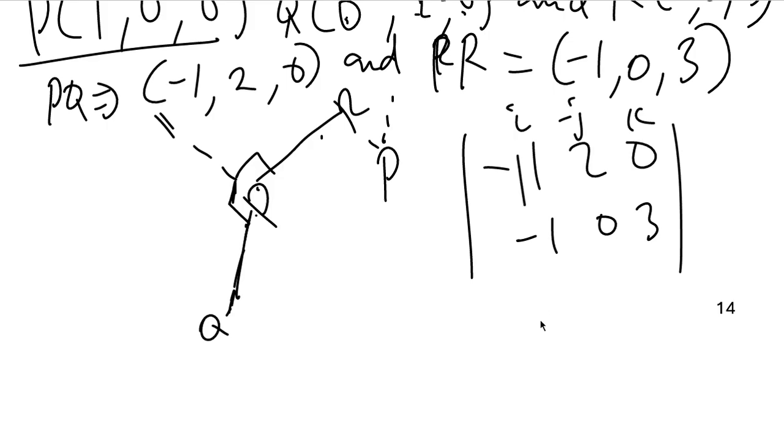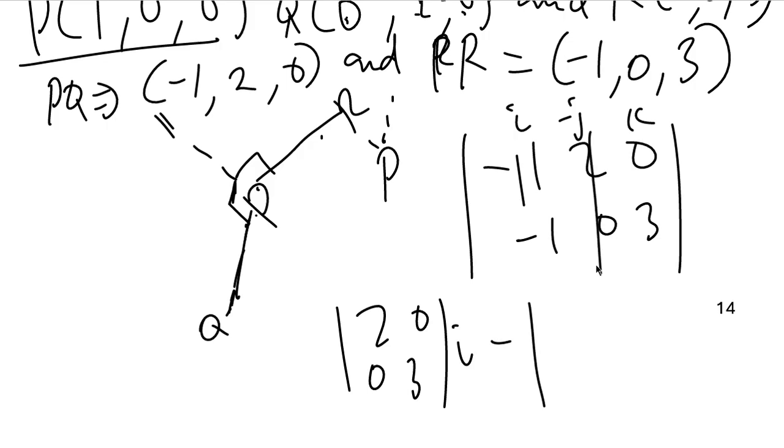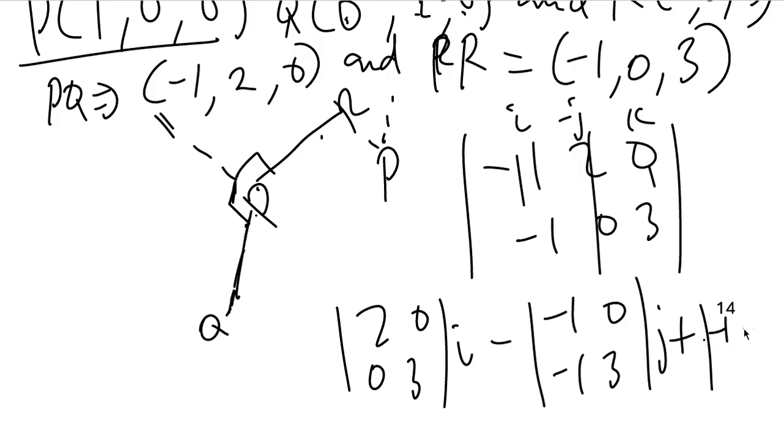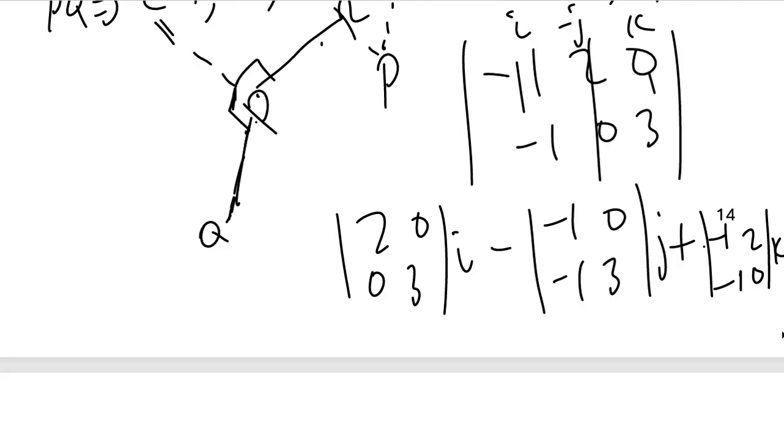So if we close the i, what are we going to have? 2, 0, 0, 3 of i. Negative, if we close the j, negative 1, 0, negative 1, 3 of j. And then if we close the k, we have negative 1, 2, negative 1, 0, k. Are you following? So 2 times 3 is 6. 6 minus 0 is going to be 6i. And then negative, if we take this, 3 times negative 1 is what? Is negative 3. Then negative of negative 1 times 0, that's still going to be 0. Then that's negative 0j.